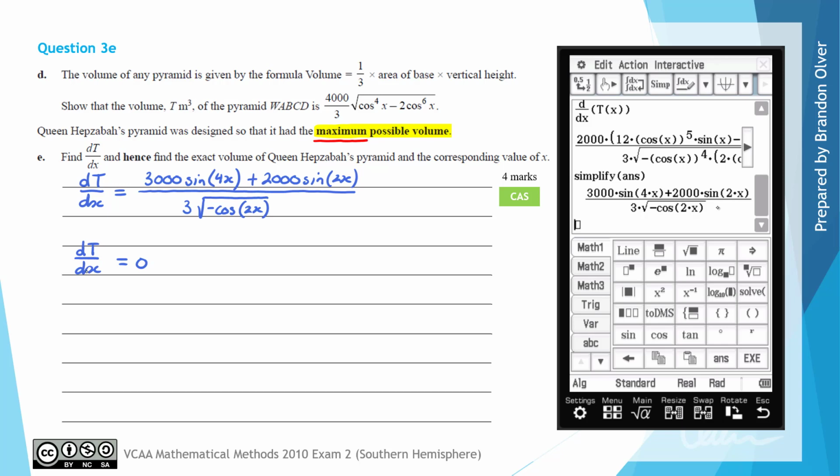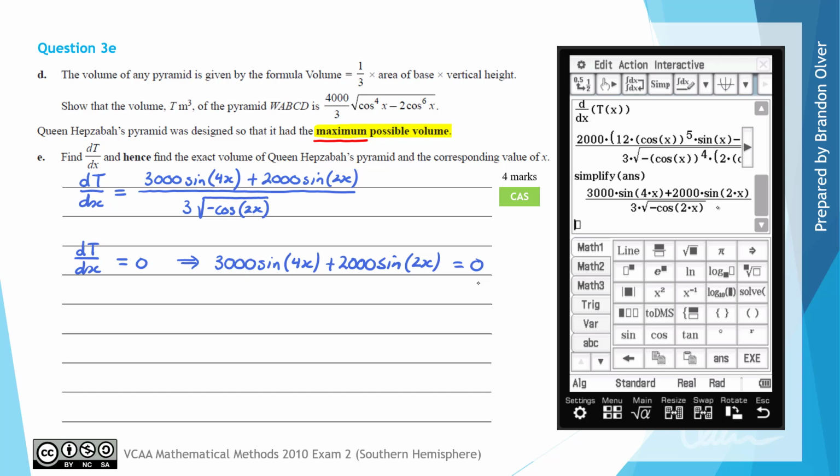So dt dx equals 0, you can solve it on the calculator, but one thing I'll just point out is that when you're solving a fraction equal to 0, it's actually possible to just solve the top line equal to 0. So another way we could solve this would be 3000 sine of 4x plus 2000 sine of 2x is equal to 0. So that's just something that you can keep in mind in case your calculator has any difficulties. You can just solve the top line equal to 0 if a fraction is equal to 0.